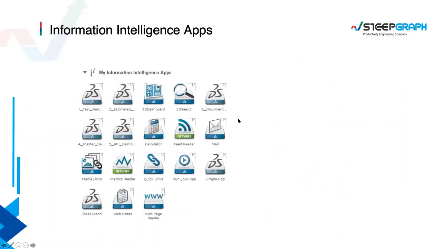So now this is another quadrant of the compass, where you have the information intelligence apps. We have created quite a few custom apps as well, for example, for test automation, for estimated numbers, and like this. And then there are some out-of-the-box apps as well, like calculator, feed reader, mail, 3D search, and so on. And under this one, you will see a special app called 3D Dashboard. This is the starting point to launch your dashboard. We will see in the demo as well how we start this.